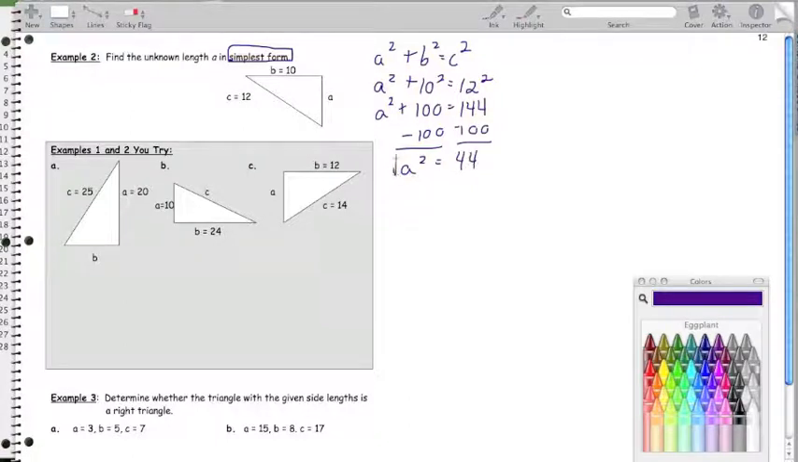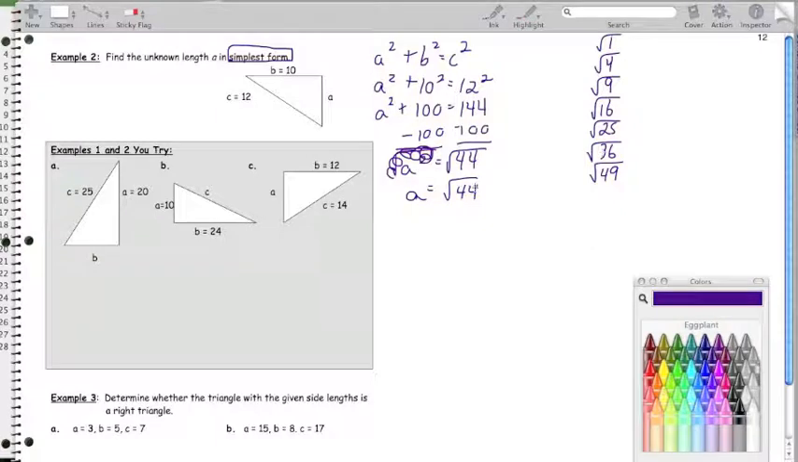Now I want to get a by itself, so I take the square root of both sides. That cancels out. I get a equals the square root of 44. Now it doesn't want me to round it. Notice it doesn't say round to the nearest foot or nearest tenth or anything. It wants me to write it in simplest form. So that's when I use my list of perfect squares that we have written down. And we only have to go up to 44, so I'm going to stop here.